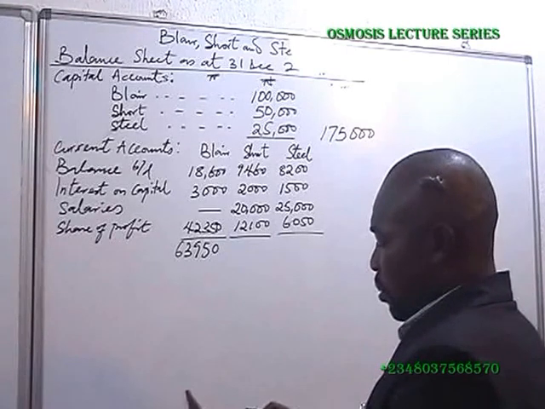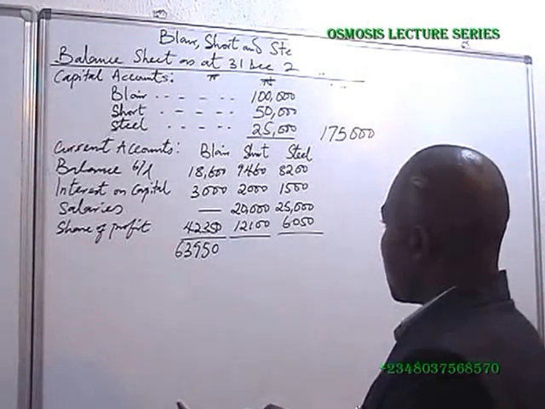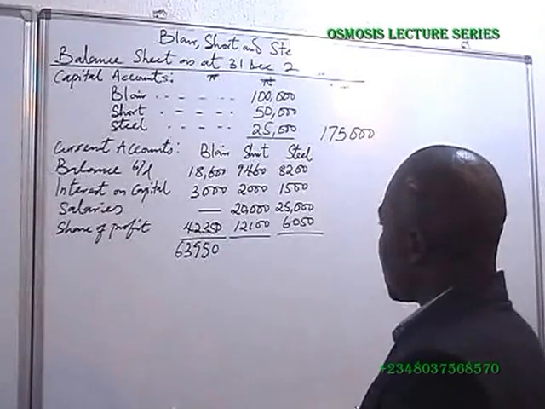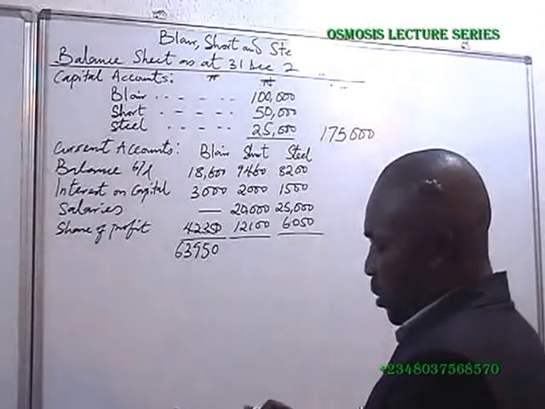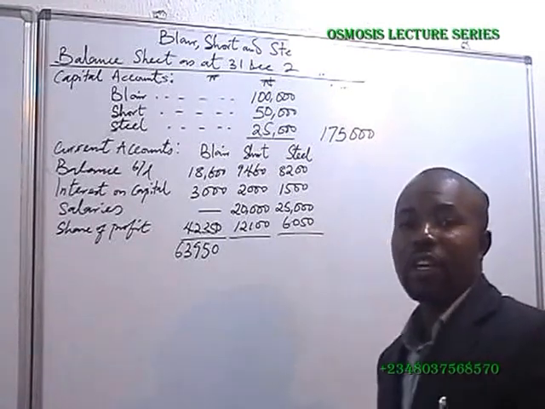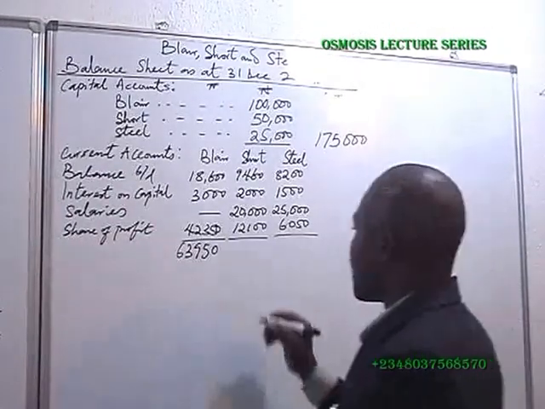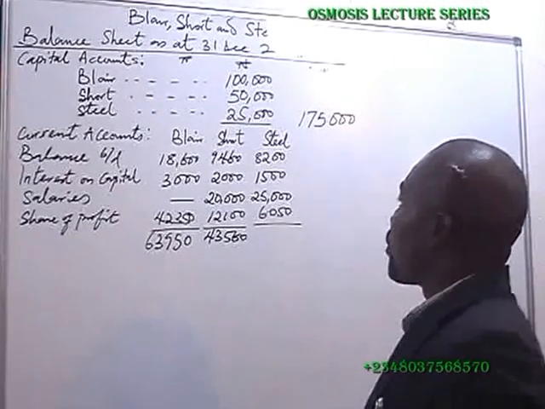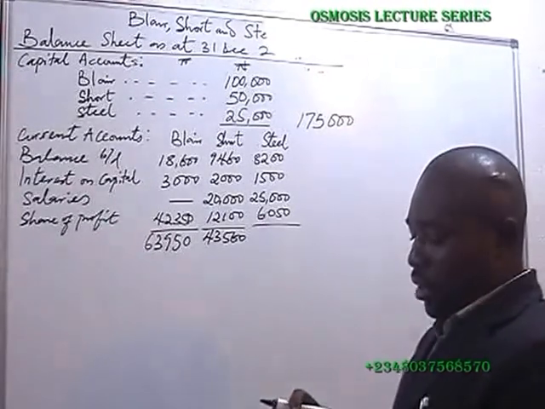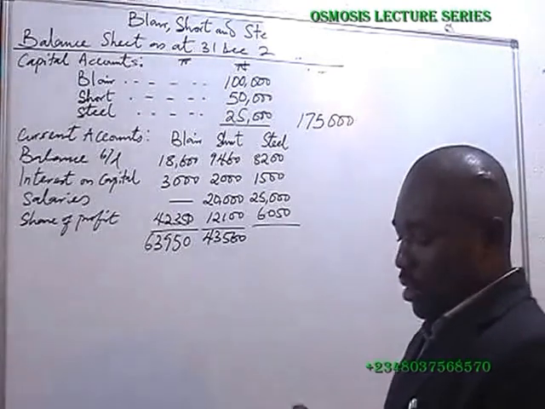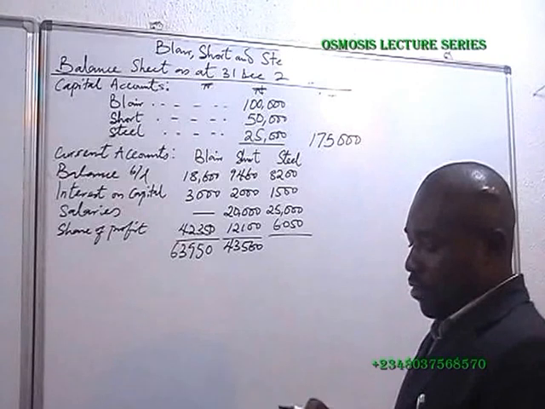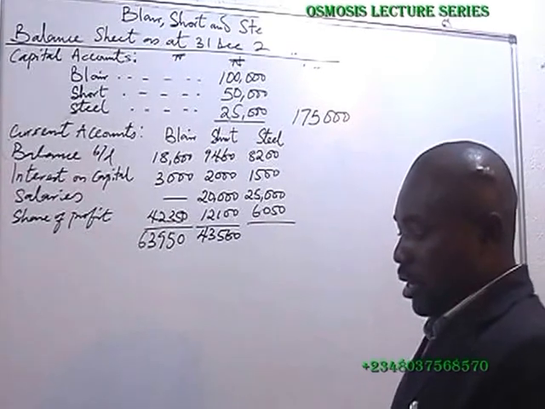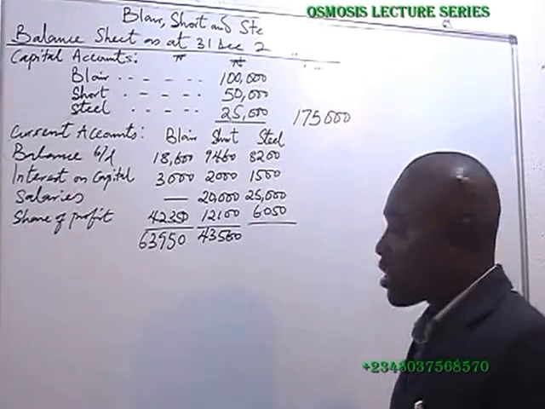Then for Short, here we are going to have 9,460 plus 2,000 plus 20,000 plus 12,100. This will give us a total of 43,560 naira. Again, for Steele, we'll have 8,200 plus 1,500 plus 25,000 naira plus 6,050 naira. This will give us a total of 40,750 naira.